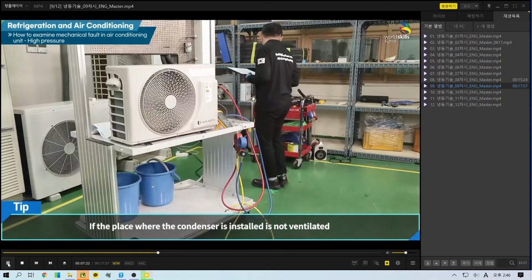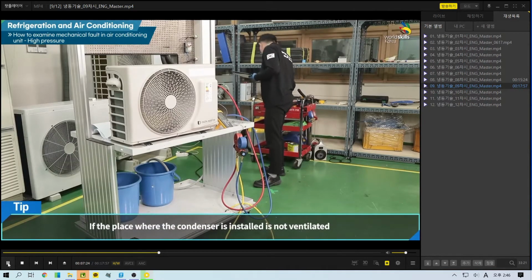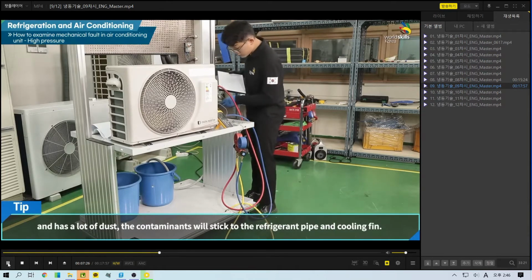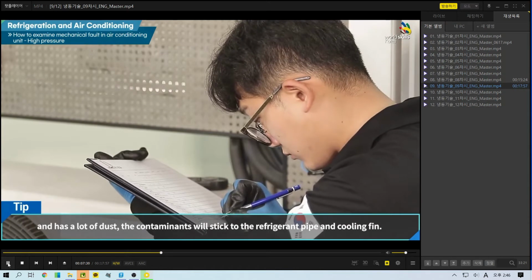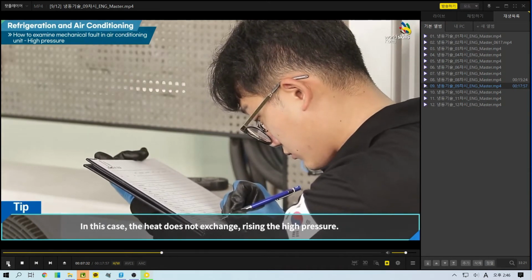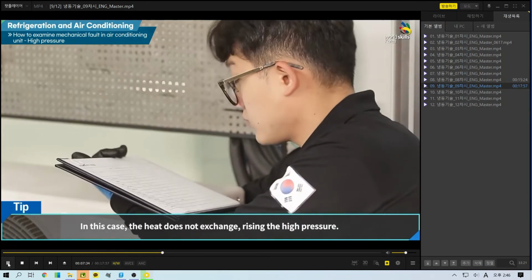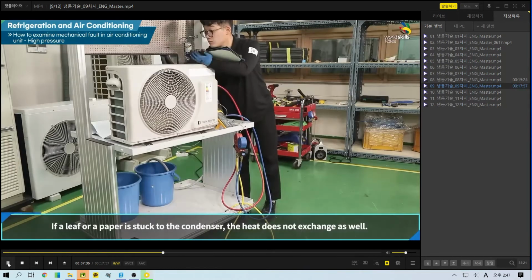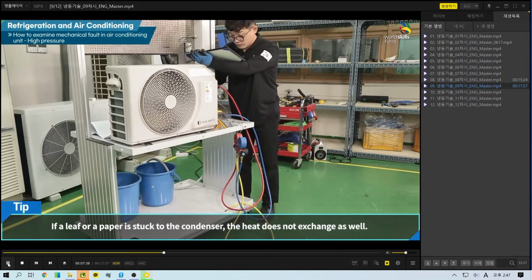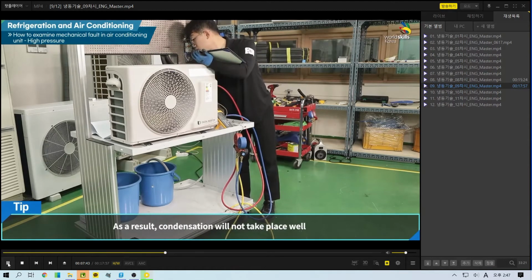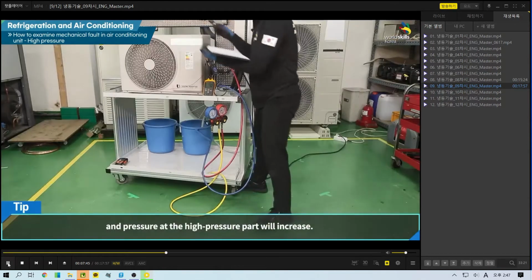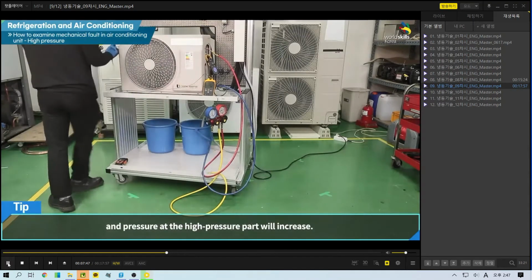If the place where the condenser is installed is not ventilated and has a lot of dust, the contaminants will stick to the refrigerant pipe and cooling fin. In this case, the heat does not exchange, raising the high pressure. If a leaf or a paper is stuck to the condenser, the heat does not exchange as well. As a result, condensation will not take place well, and the pressure at the high pressure part will increase.